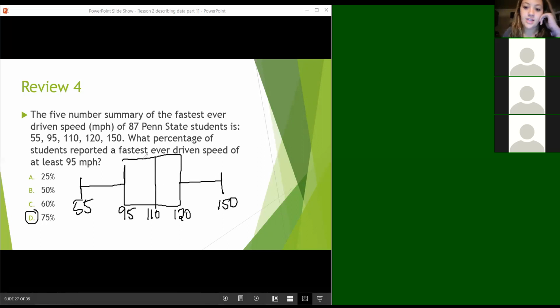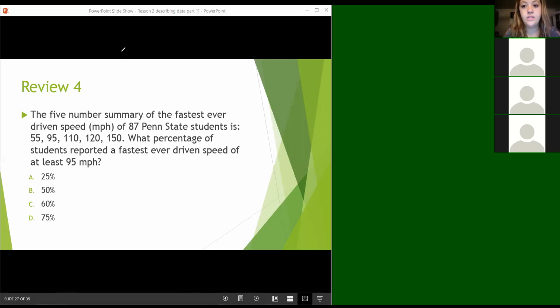So they say at least 95 miles per hour. That's going to be 95 miles per hour and up. So remember, these are quartiles. So this is going to be 25% of our data down here. That means that all this other stuff is going to be 75%. That's where we get D from. So good job. You guys definitely understand this stuff.